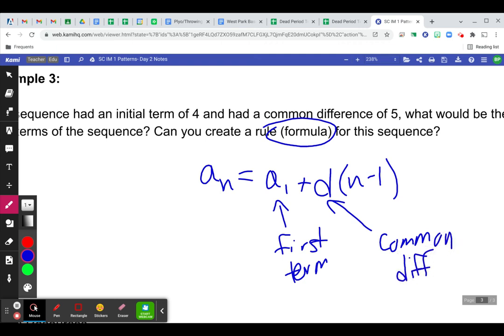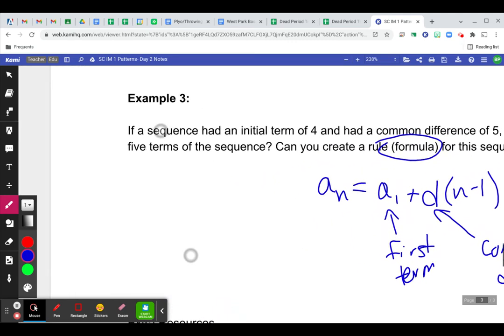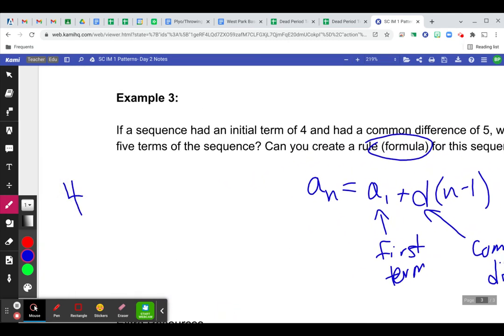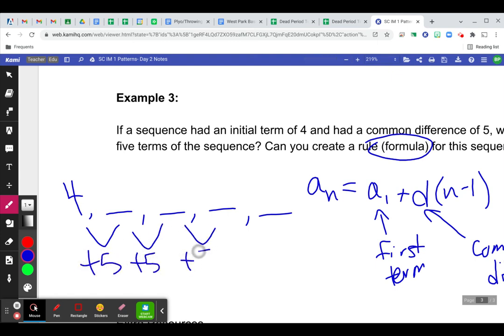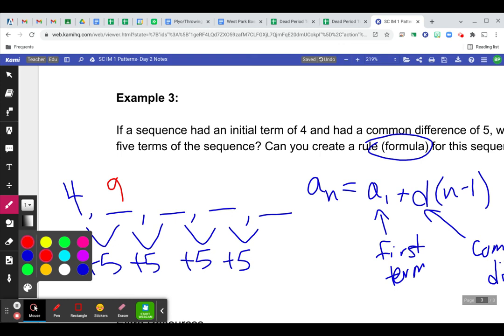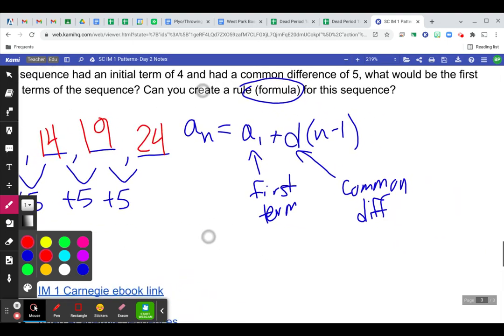Okay? So if we're talking about this sequence here that has an initial value of 4, or a first term of 4, and a common difference of 5, and we want to find the first 5 terms, how would we do that? Well, we're just going to keep on skipping forward by adding 5. So our common difference here is 5, okay? So now our subsequent terms here, once we add 5 each time, are going to be 9, 14, 19, and 24. That's going to be our first 5 terms here.